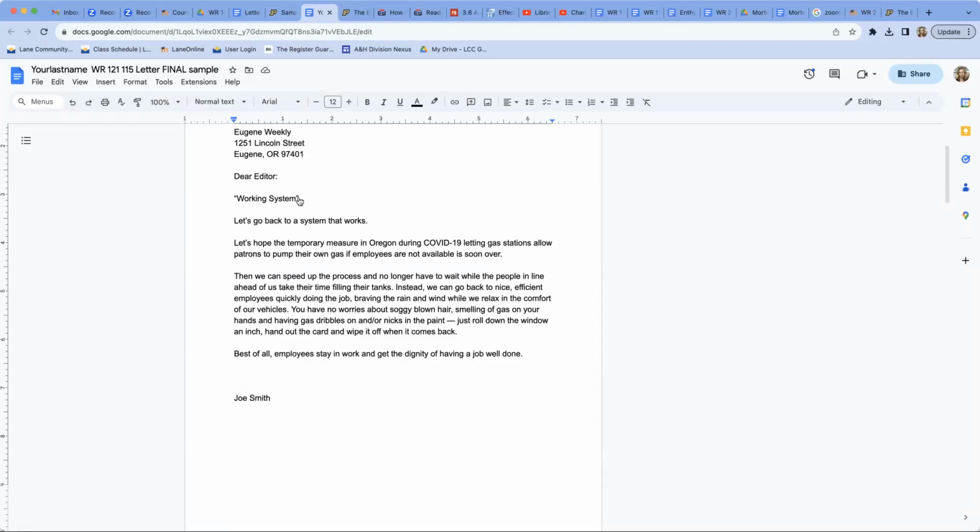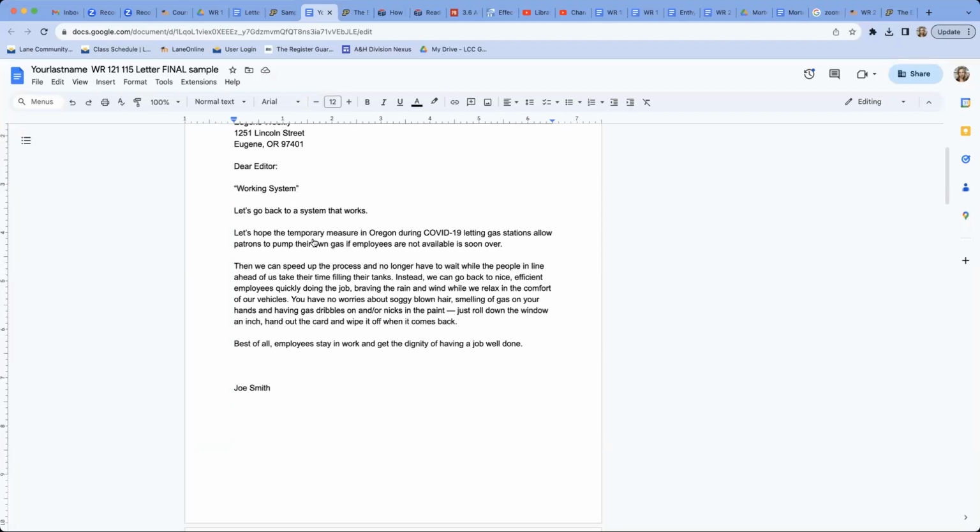This person has supplied a potential headline and they jump into the letter. Let's go back to a system that works. Oh, okay. That kind of grabs me, jumps in. Let's hope the temporary measure in Oregon during COVID-19, letting gas stations allow patrons to pump their own gas if employees are not available, is soon over.